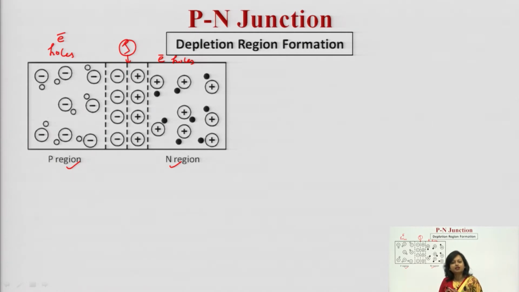There will be a diffusion of electrons and holes across this particular junction. It means holes which are in the majority in P type region will move towards N region, and electrons which are in the majority in N will move towards P region and they will recombine. See, holes moving from P to N will recombine with the electrons, electrons moving from N to P will recombine with the holes.